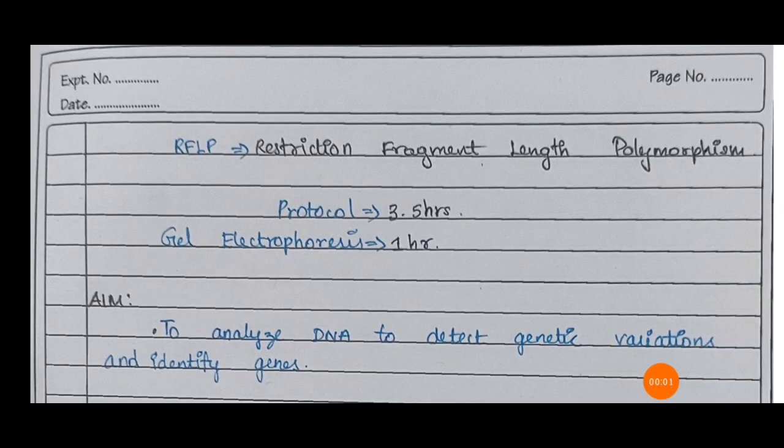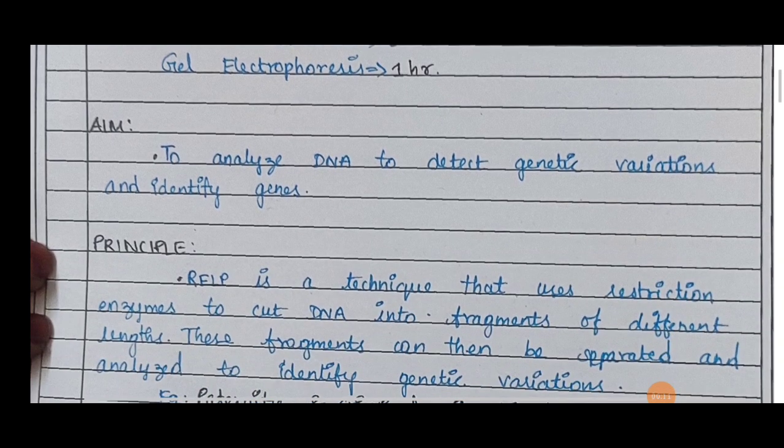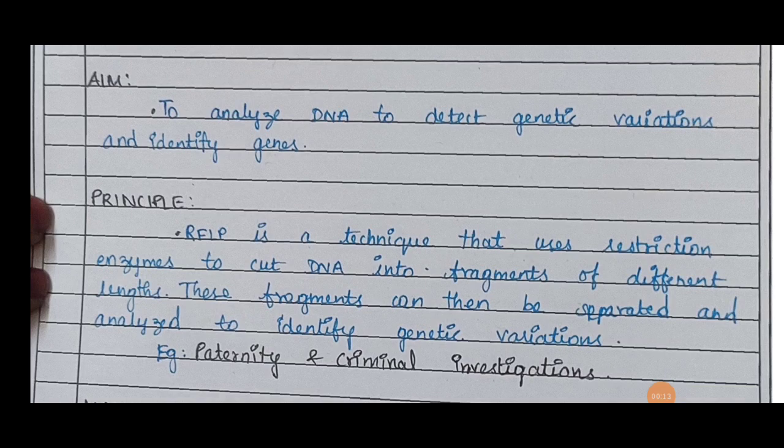So today we are going to see about RFLP, that is restriction fragment length polymorphism. This is a very advanced molecular biology technique. So the aim of this technique is to analyze DNA to detect genetic variation and identify the genes. Here we have to detect the genetic variation in the genes.